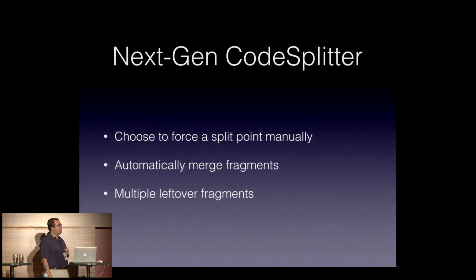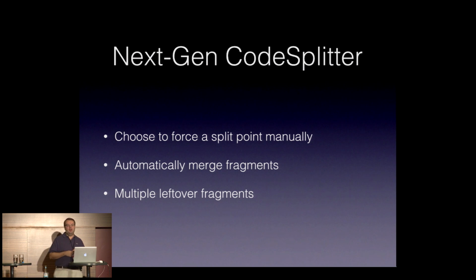And so the next generation code splitter, unfortunately Roberto, who gave a presentation on this in San Francisco, couldn't travel to Germany, but that will be online later, is trying to work around some of these problems. And one of the new features is the ability to force a split point. You can say GWT.runAsync, and you can actually give the split point a name, and that basically tells the compiler, I want that code to be put in there. I don't care what you think is better. Put it in there.